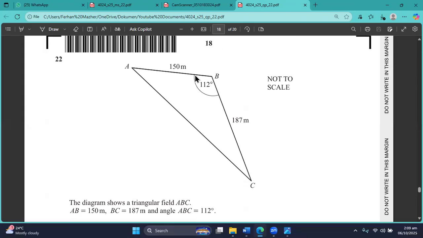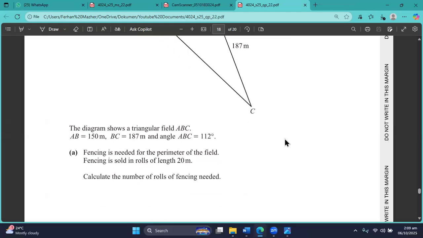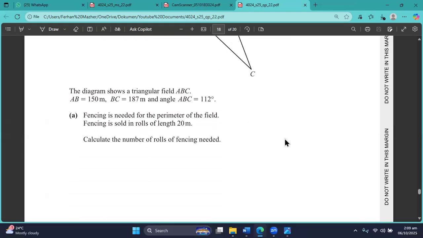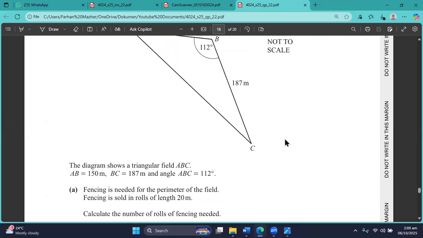So first of all, I need to find out this side, AC side. Then I will find the perimeter. And because the fence is being sold in 20-meter rolls, I will divide the perimeter by 20. I will get to know how many rolls we need. Okay, it's a 5 marks question.